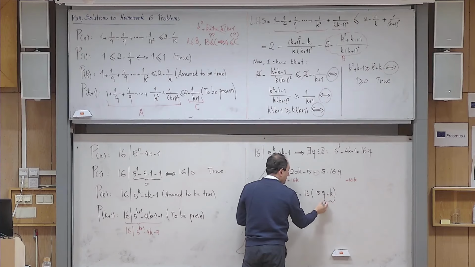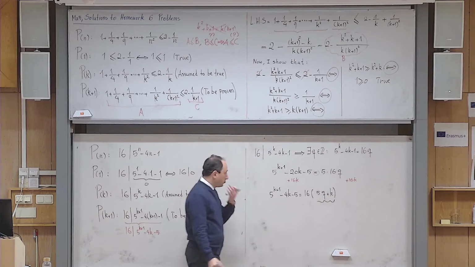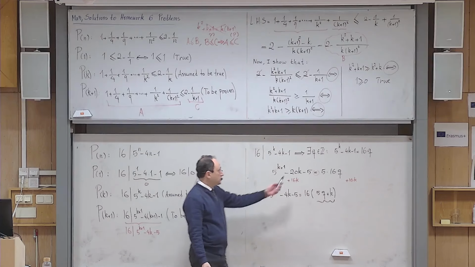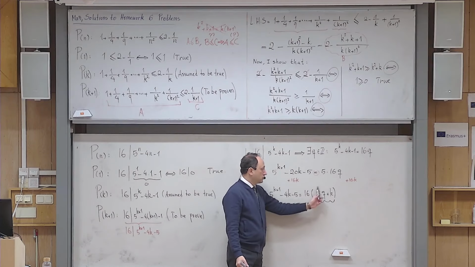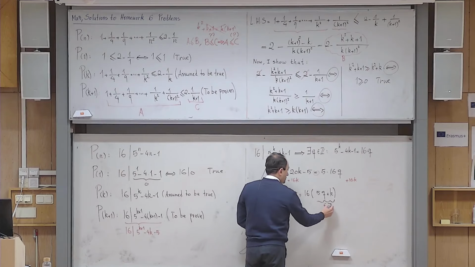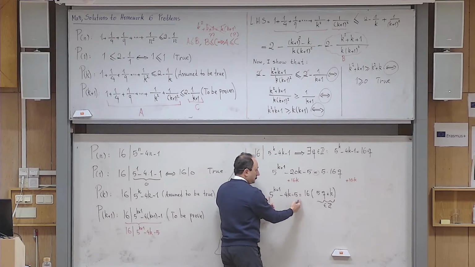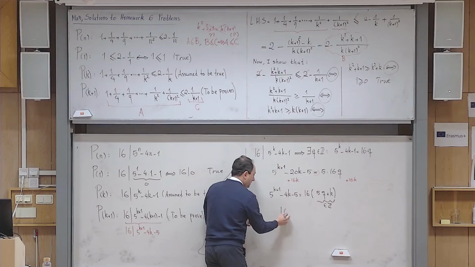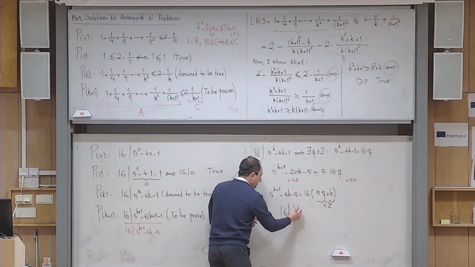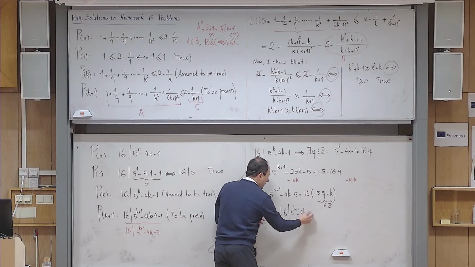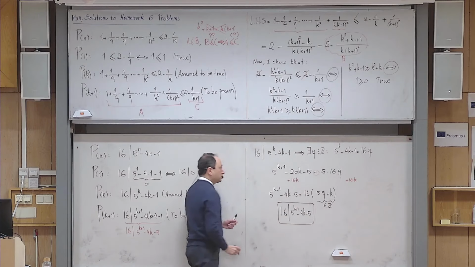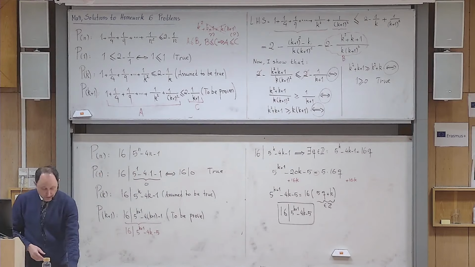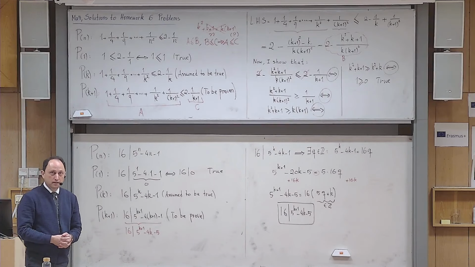What matters, I don't know q, I don't know k, but what matters to me here is that this combination should be an integer, and it is, because q was an integer and k was a natural number. So what does it mean? This means this number is an integer multiple of 16. It means 16 divides 5 to the power of k plus 1 minus 4k minus 5, and that is exactly what I wanted to show. Okay, any questions? Okay, thank you.